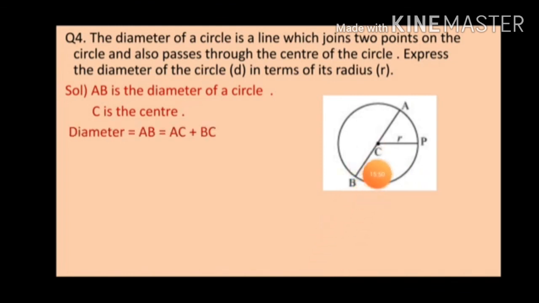Now looking at the given figure, you can see the diameter is AB. So this AB we can write as AC plus CB. Now we know that the distance from C to A represents the radius of the drawn circle, and C to B also represents the radius of the drawn circle. So I can write small letter r in place of AC plus BC. Fine. So it will give us 2r, 2 times the radius, and we know that twice the radius gives us the diameter.